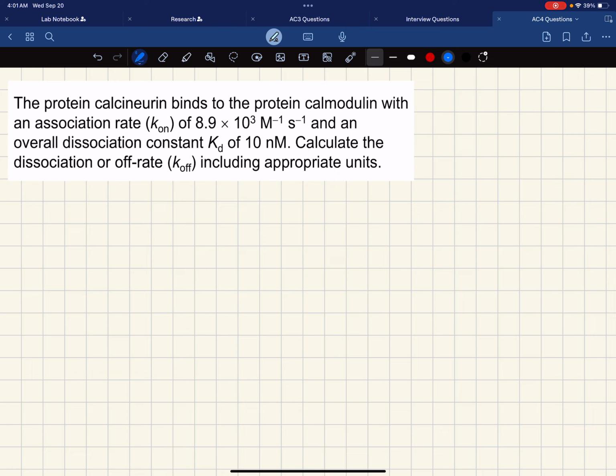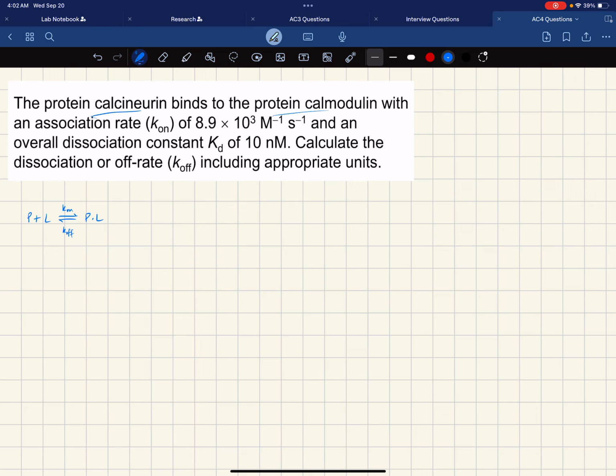And so the last one I chose here was this one about the protein calcineurin. He's asking to find the dissociation rate, K off. The way that I like to think about these is that I've got some protein and its ligand. So protein plus the ligand is in this reversible reaction with the protein-ligand complex. Our forward arrow is the rate K on, our backwards arrow is the rate K off.